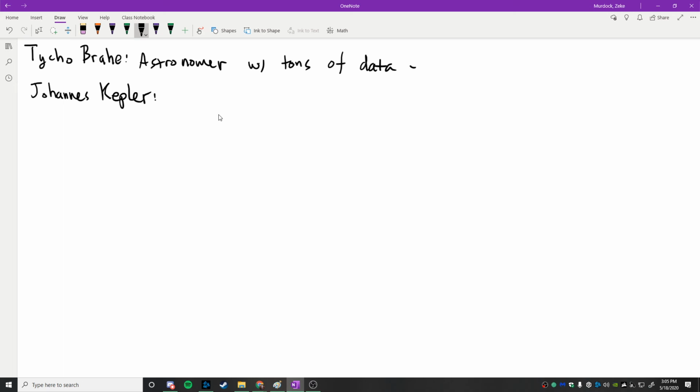He was thirsty. I was thinking about Gollum and the Ring. For Kepler, the data that Brahe had is like the ring to Gollum in Lord of the Rings. So Kepler finally gets access to this data, right?